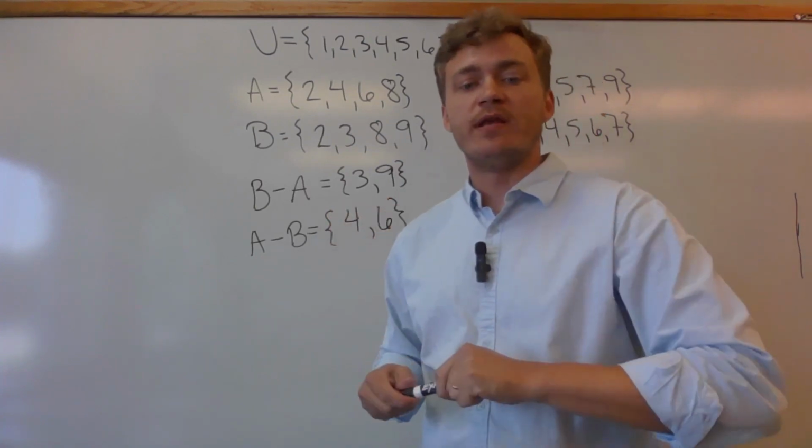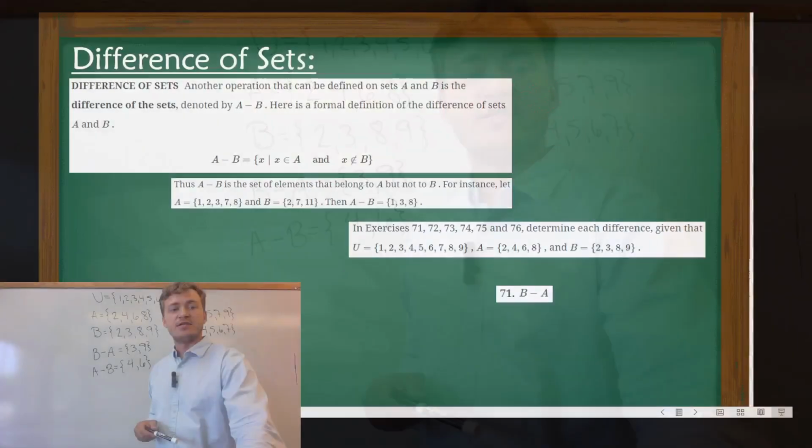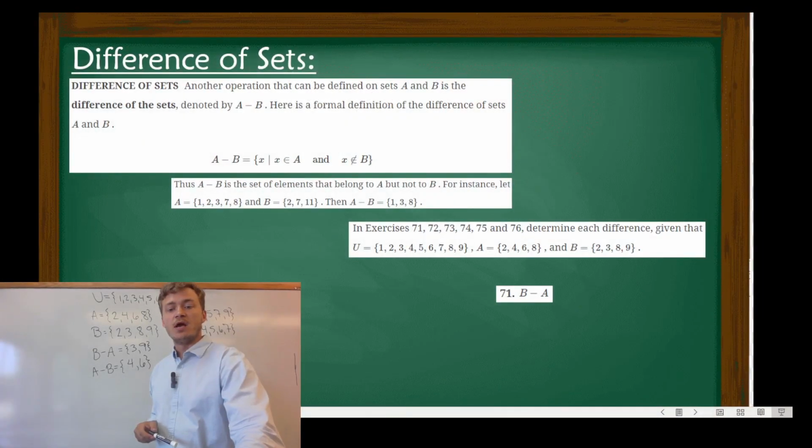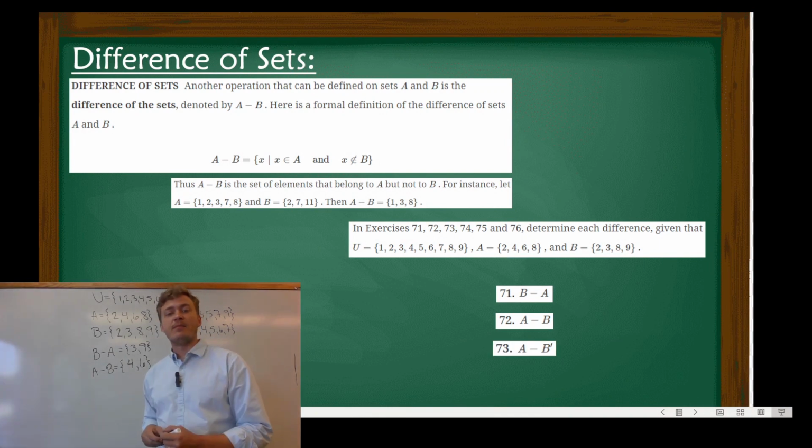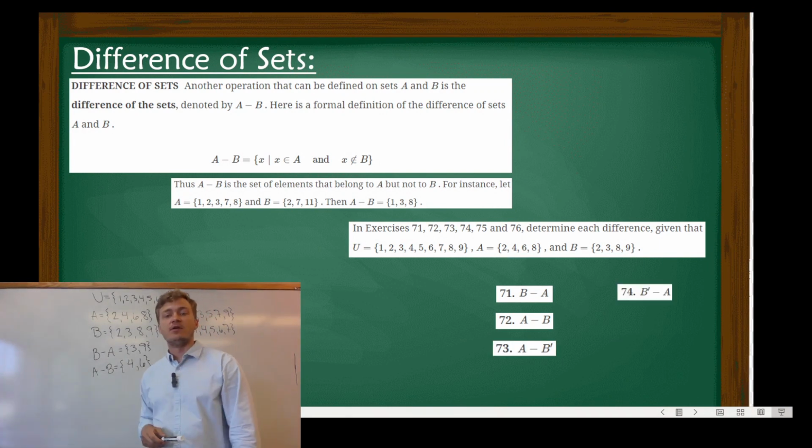Let's see here what the slide suggests for some additional examples. We found A minus B. Let's take a look at A minus B complement. Let's take a look as we switch that around, B complement minus A.